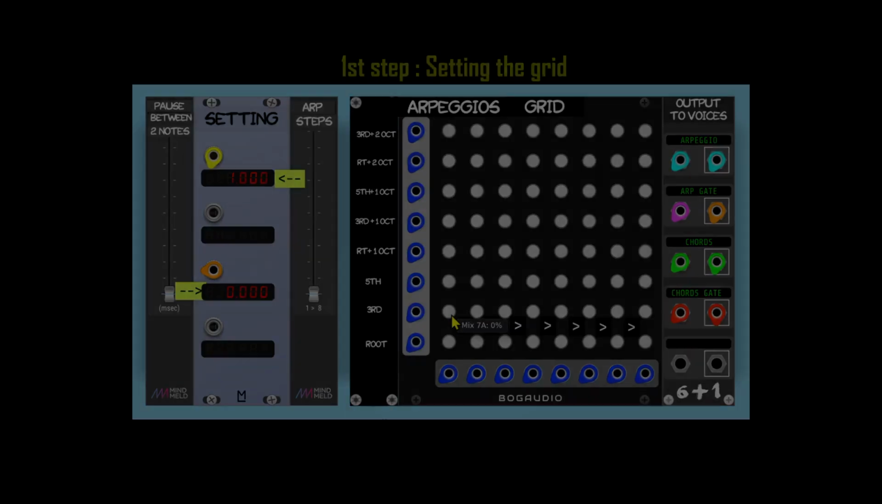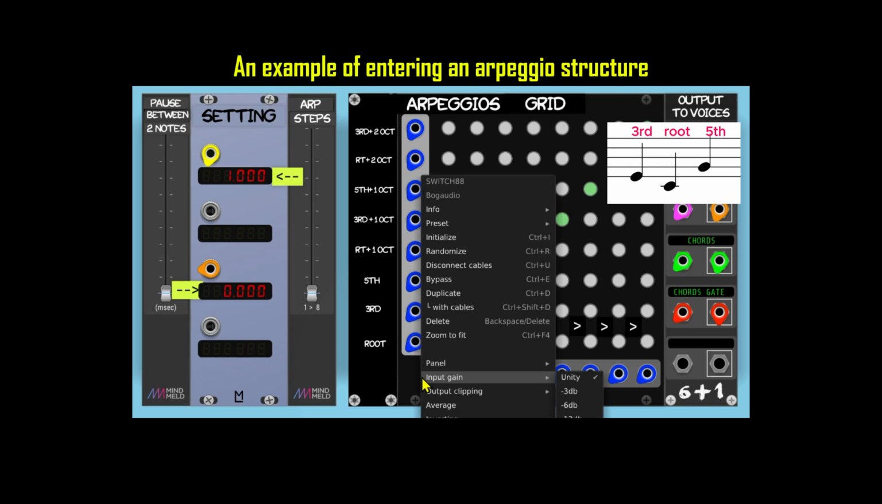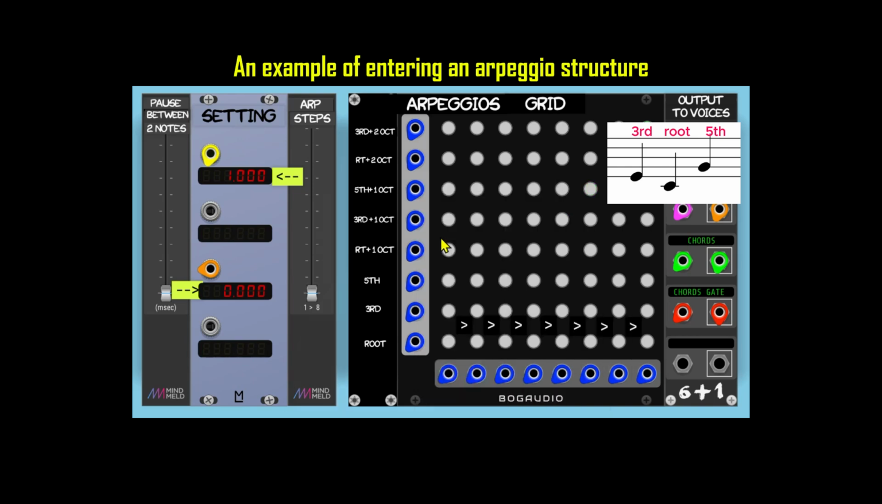Let's take the example of a 3-note arpeggio composed of the root, the third of the chord's root, and the fifth of the chord's root. To do this, in the first column of the grid, click on the button for the penultimate row. In the second column, click on the button for the last row. Finally, in the third column, click on the button for the antepenultimate row.